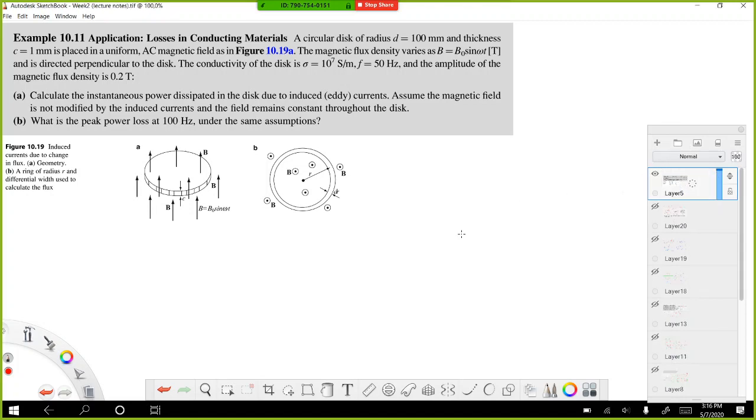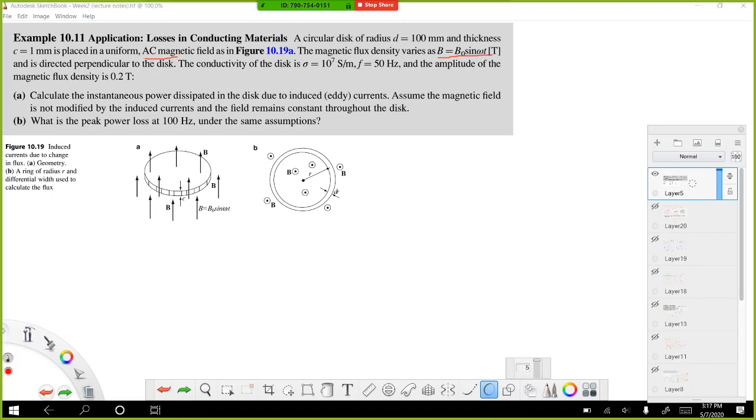The problem is saying a circular disc of radius d equal to 100 millimeters and thickness of c equal to 1 millimeter is placed in a uniform AC magnetic field as shown in figure. So the magnetic flux density varies as B equals B0 sine omega t and is directed perpendicular to the disk. So in the figure we can see the situation.